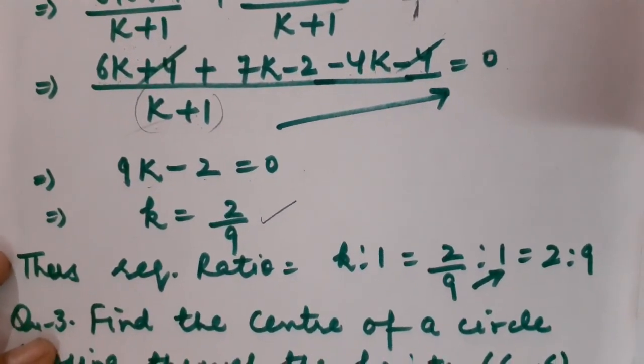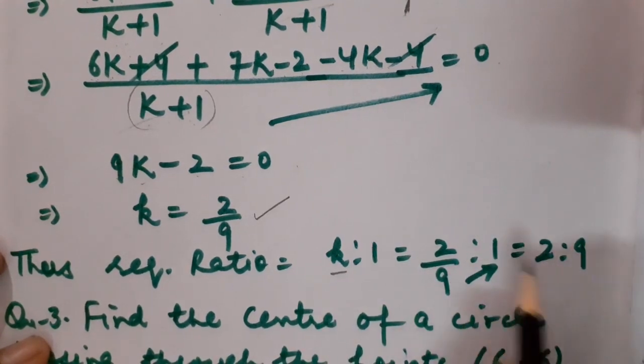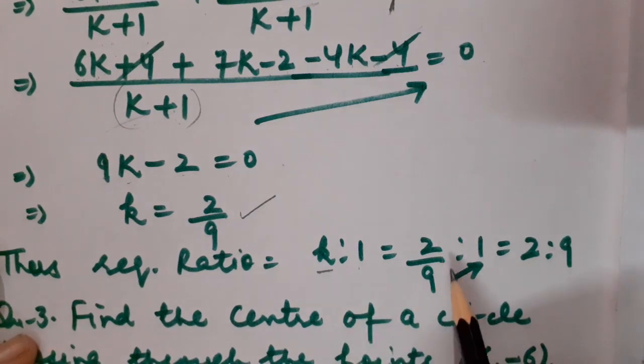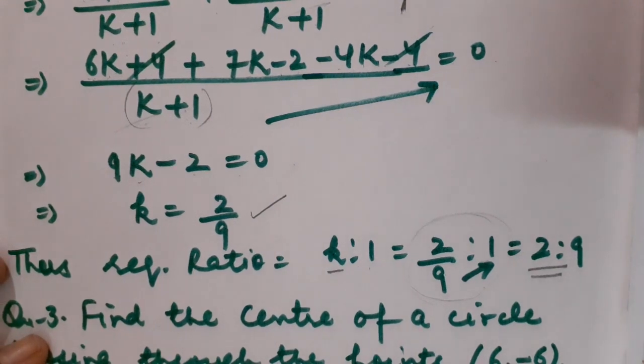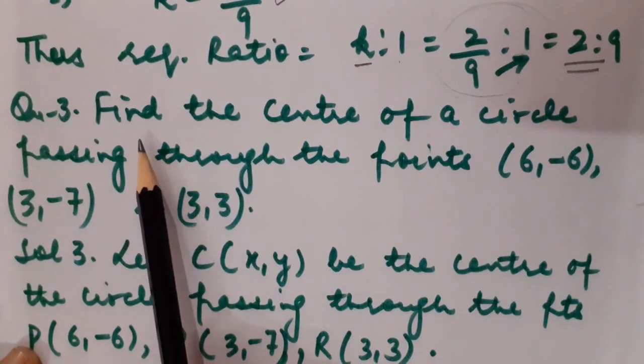Children, do you remember I told you whenever we will be getting the value of k in the form of a fraction, how can we write it in the form of a ratio? This is k ratio 1, that is 2 upon 9 ratio 1. Either you multiply this complete ratio by 9, or you can go for cross multiplication. You will be getting 2 ratio 9 as the required ratio. Understood? Now here is the next question.